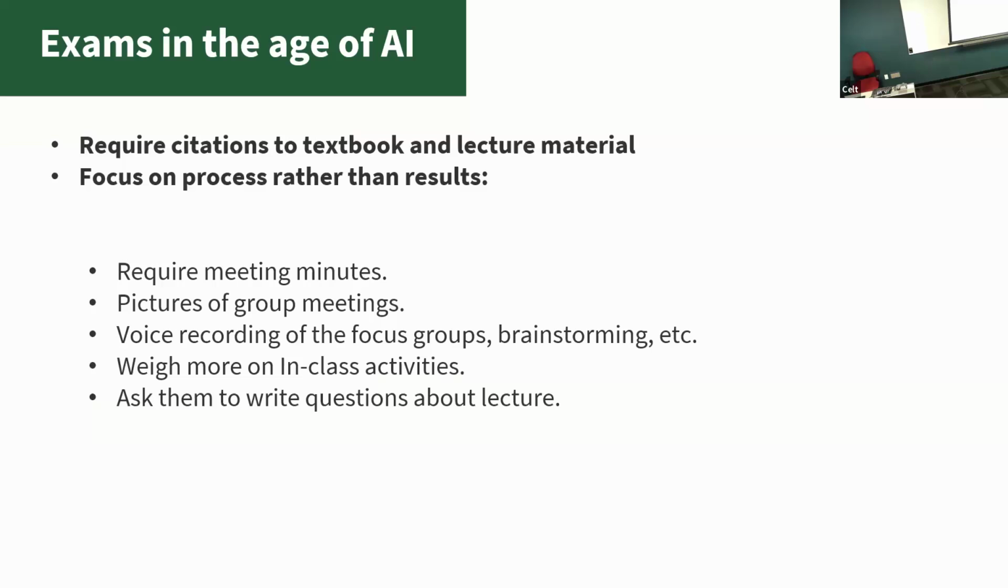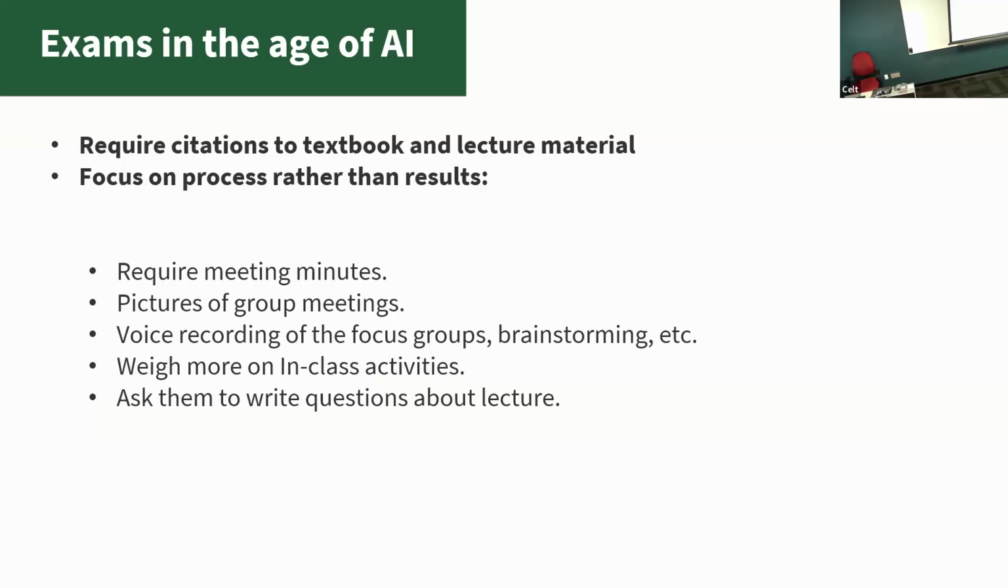So instead of focusing on the result, I think one of the best ways that we can move forward is focusing on the process. Instead of asking the student, okay, submit this assignment, we can ask them, how did you get to this final result? Require meeting minutes. If the students are doing group work, ask them to submit the minutes of their meeting. Ask them to submit pictures of their group meeting. Sometimes we can ask them to give us a voice recording of a focus group, a brainstorming session that they had.